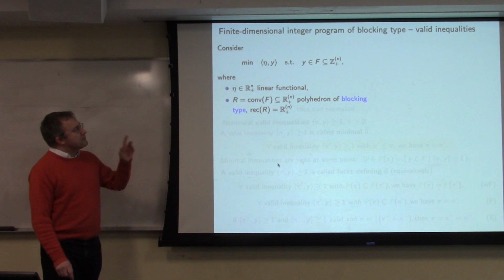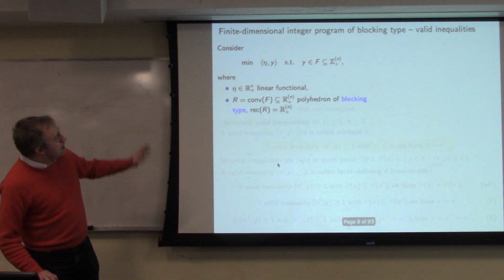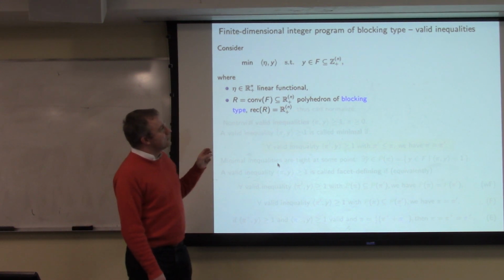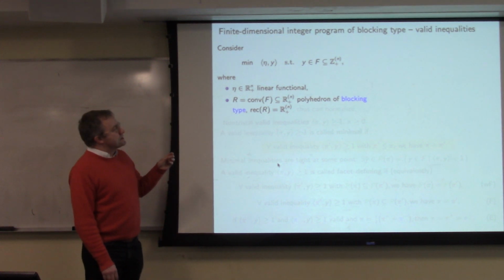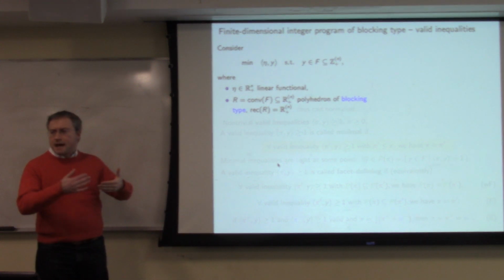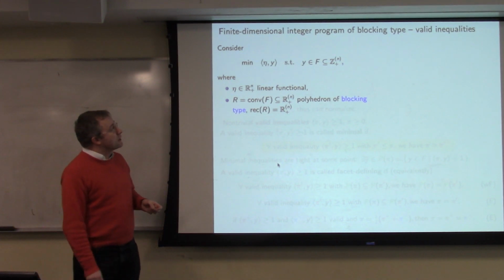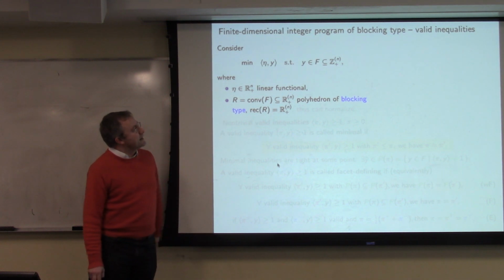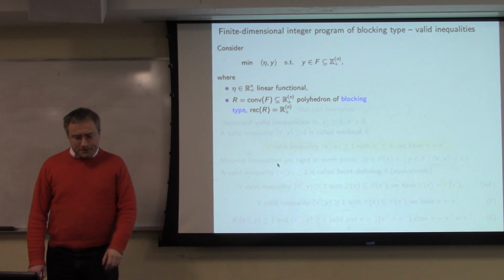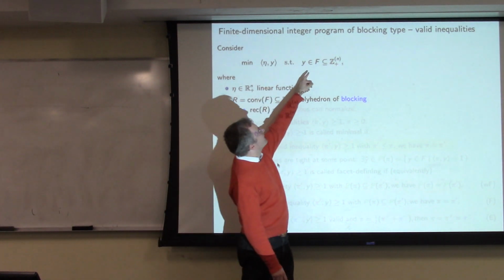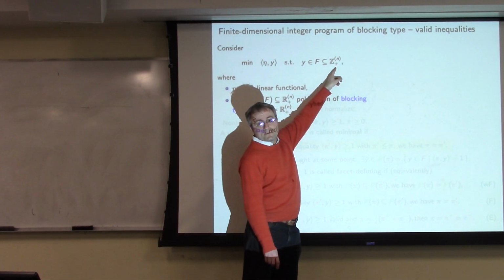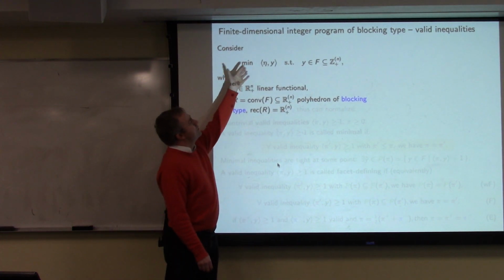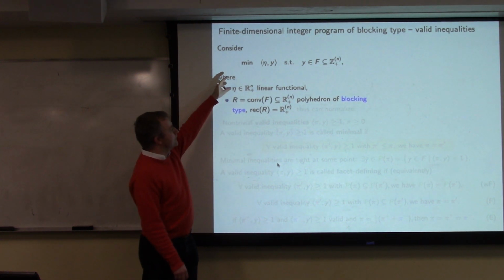Okay. So let me set the stage for the general theory. I'm going to talk about a particular special case of integer programs where it's particularly easy to understand the valid inequalities. They allow us to normalize things. I call this the case of finite dimensional integer programs of blocking type. So let's do the following thing. We are considering any set in the non-negative orthant. Call it F, so that's kind of a feasible set. And I want to minimize some linear objective function over it.